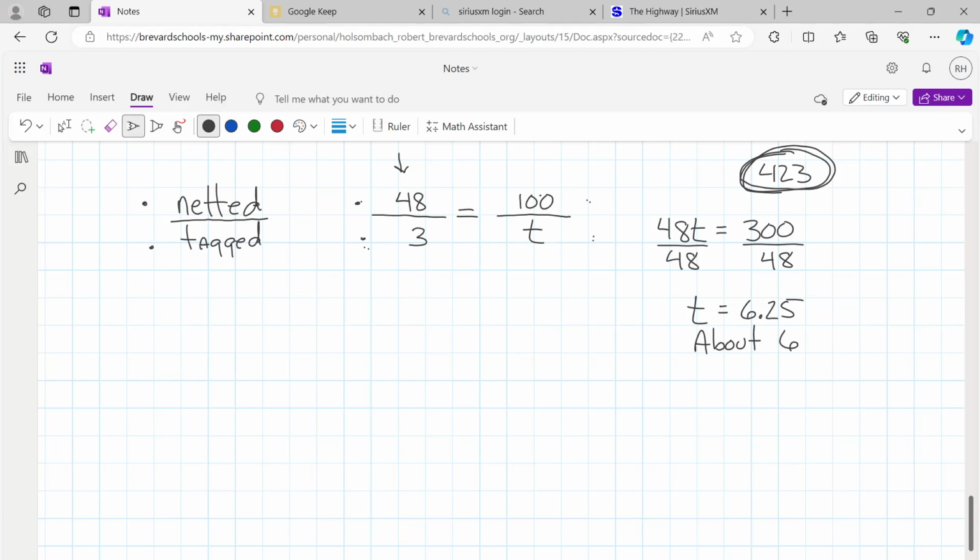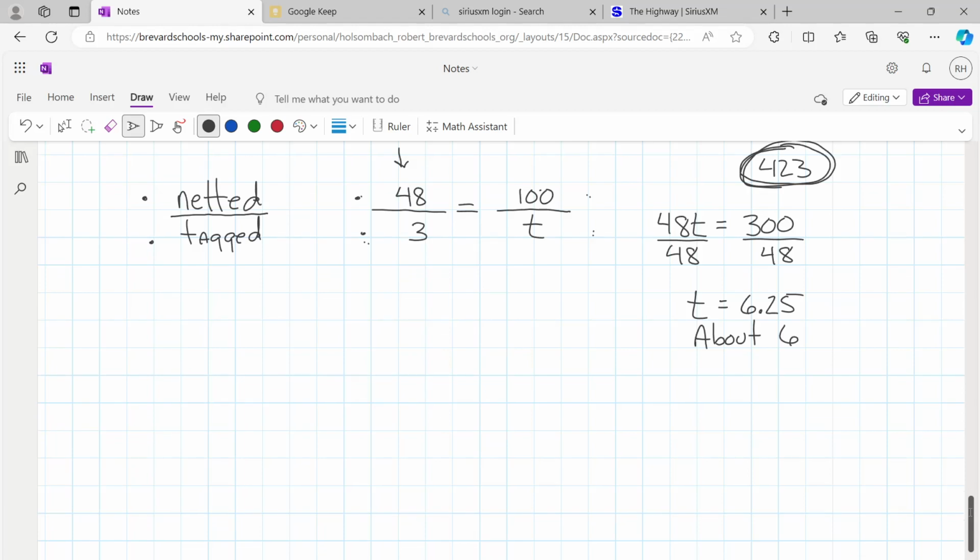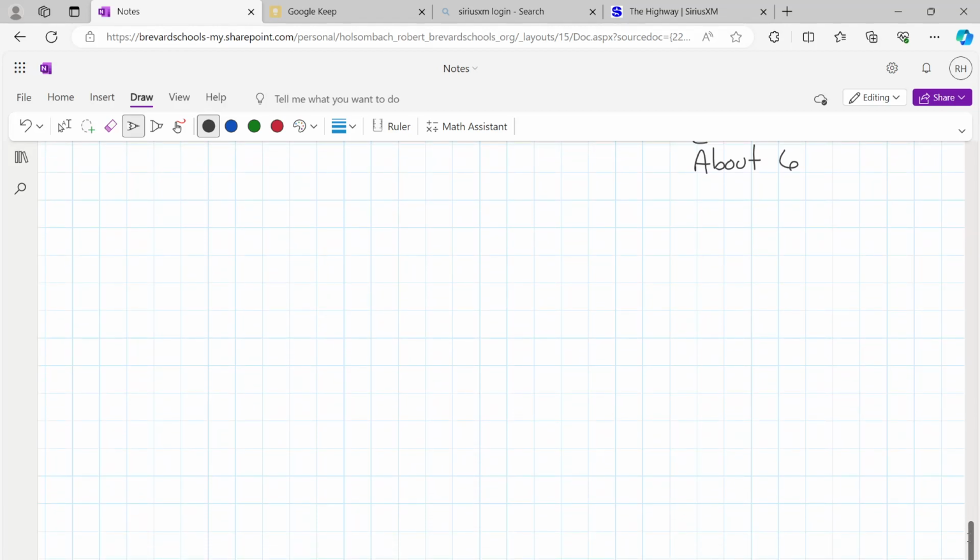All right, and then I just wanted to review the angle problem that we did yesterday and the side problem that we did yesterday. So I'm going to look at problem number 13 on page 464. So here we go. The ratio of the measures of 3 sides of a triangle is 9 to 7 to 5.